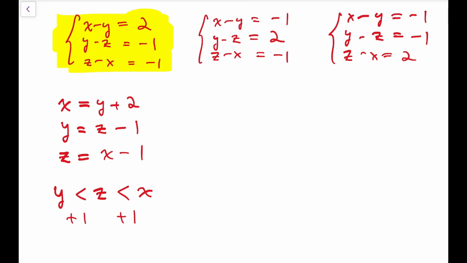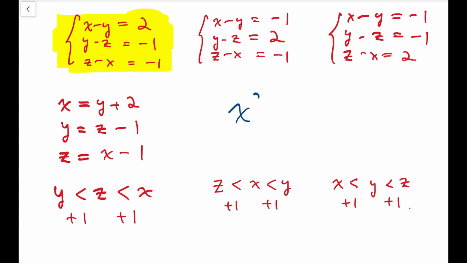So you can imagine our outcome would be similar for the other two systems. In the second, z is the smallest one, then x, and then y. Again, the increment is 1. And for the third system, this time x is the smallest number because it's smaller than some number by 2, and then x is smaller than y, smaller than z. But they will give the same outcomes when we are asked for the value of x squared plus y squared plus z squared.